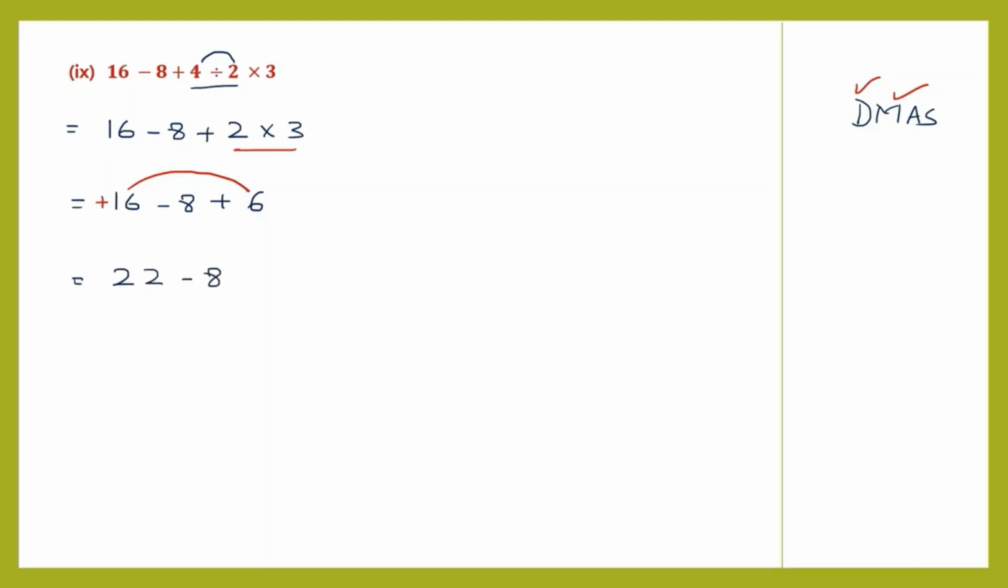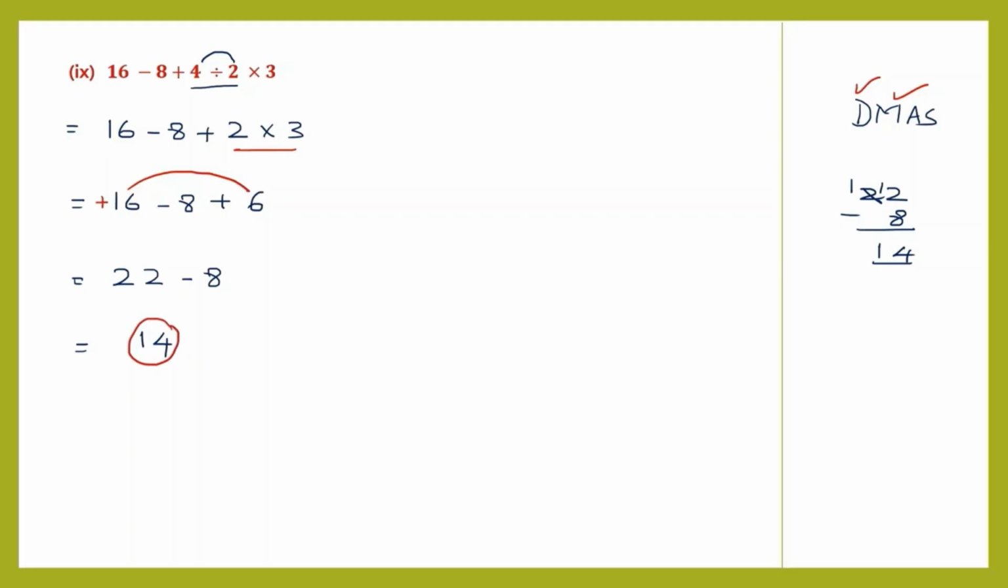22 minus 8. Now let's do that. 22 minus 8. So this becomes 12. 12 minus 8 is 4. And then I bring down 1. So 22 minus 8 is 14. So 14 is our answer.